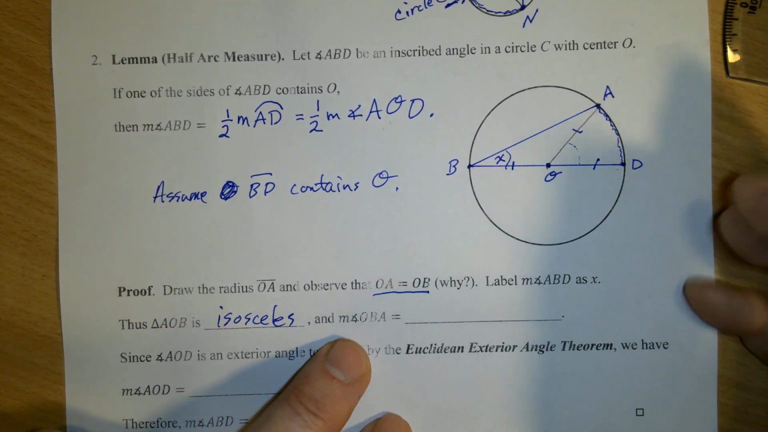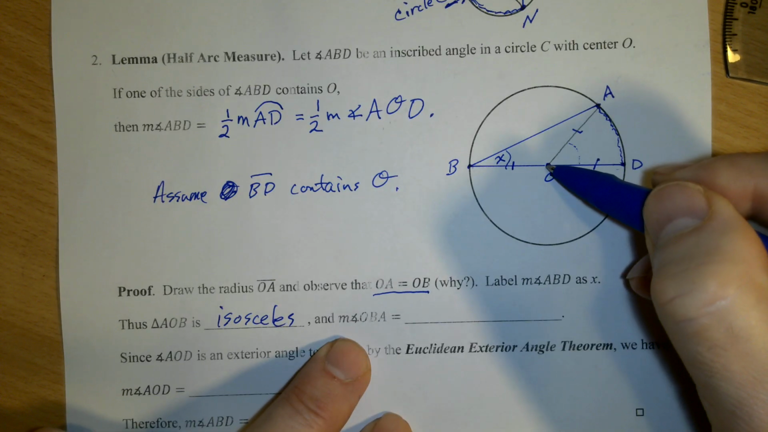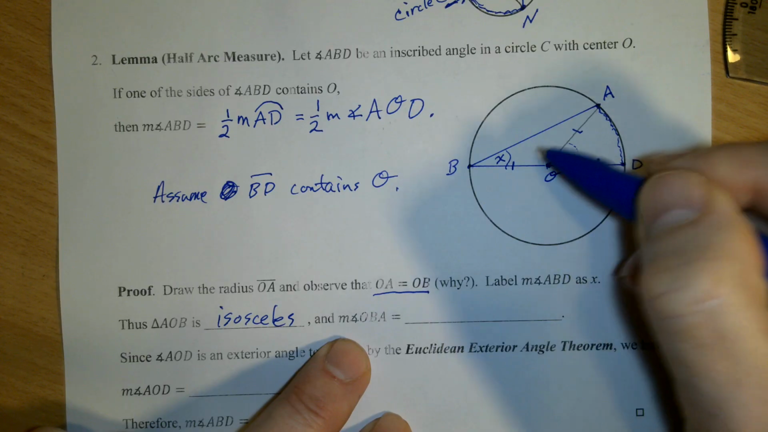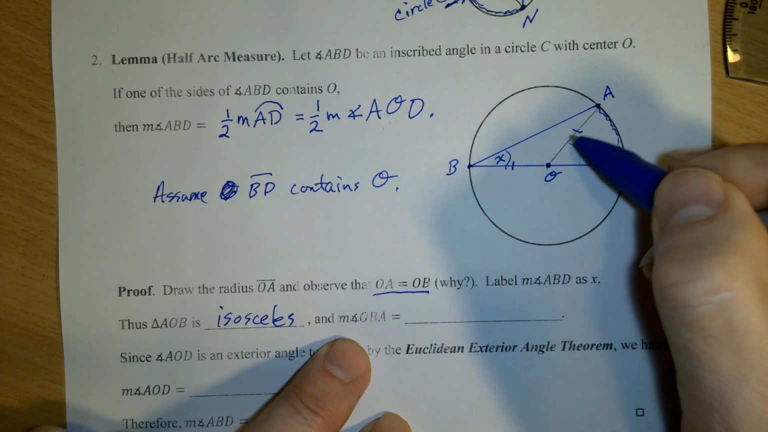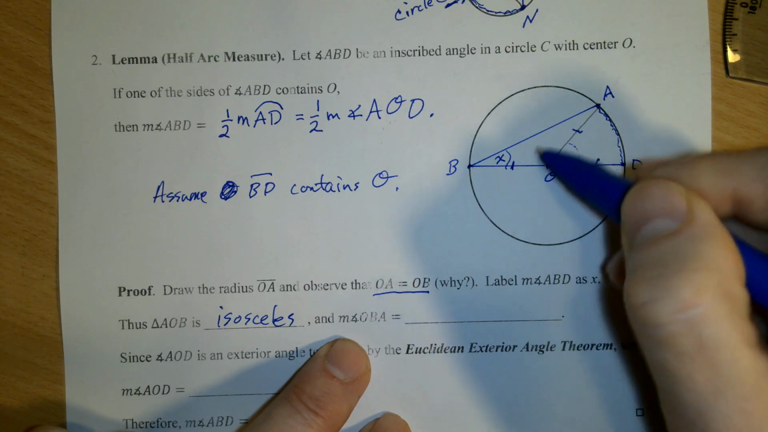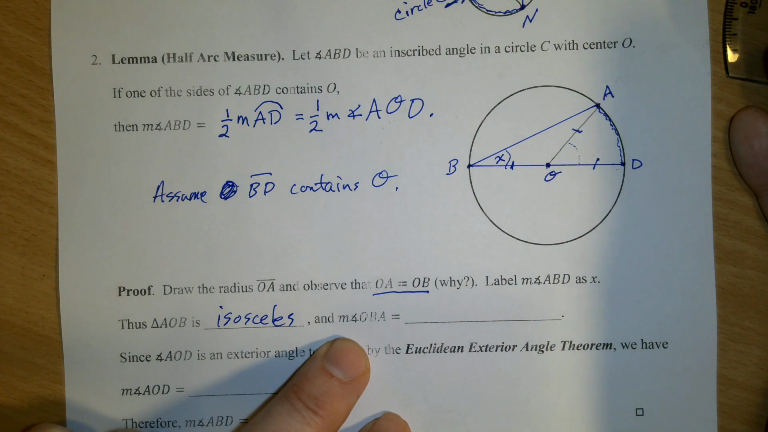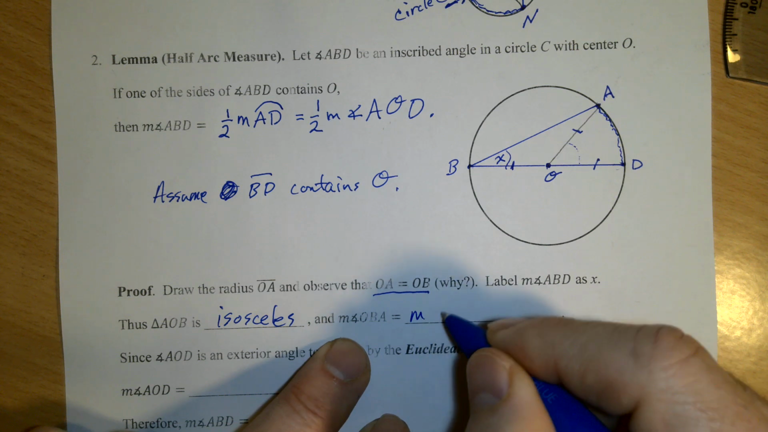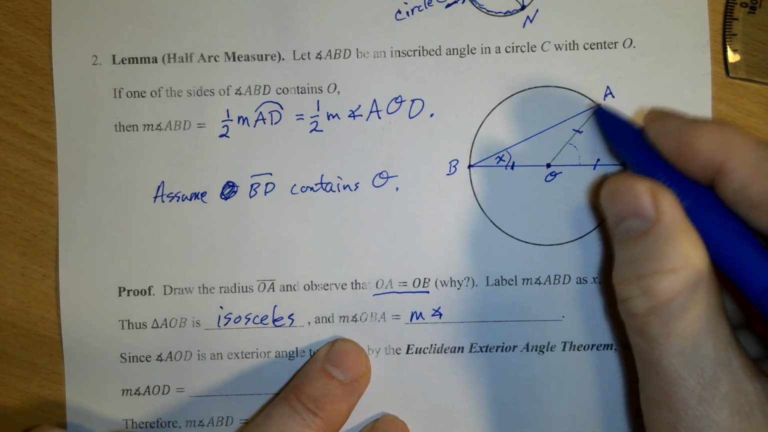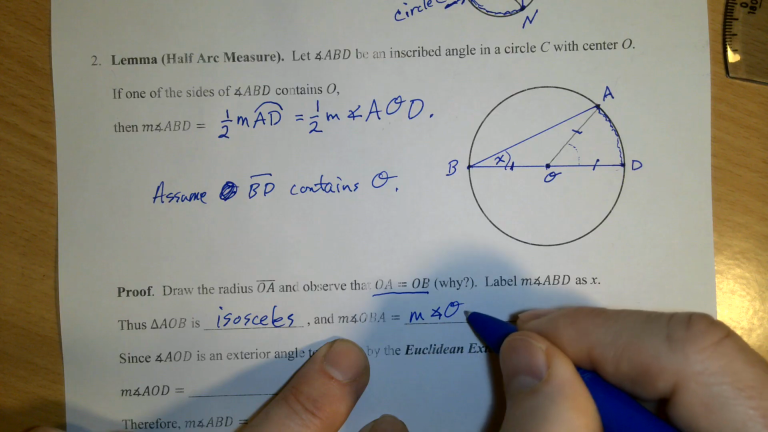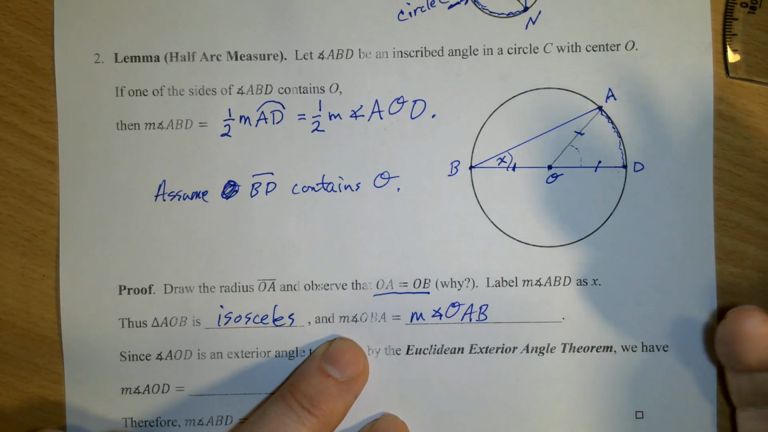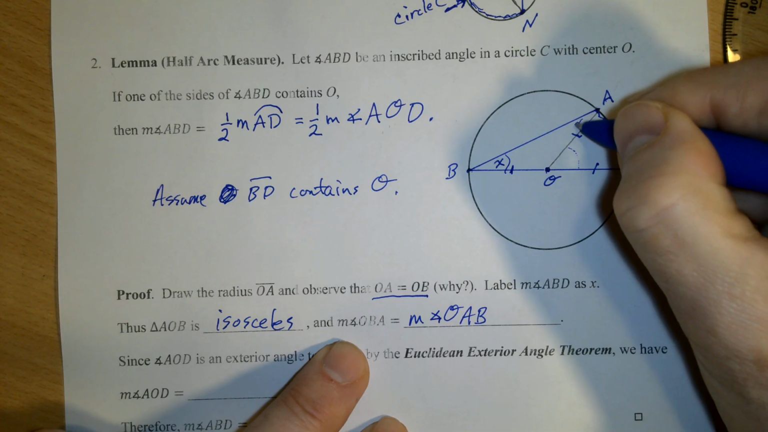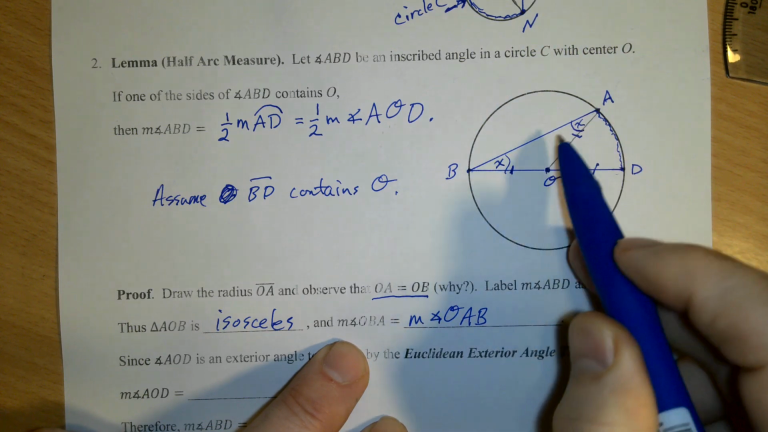And what do we know about the measure of angle OBA? What is it equal to? Well, x. But also, since these are the two equal sides, the two angles opposite them are equal to each other, or have the same measure. So the measure of angle OBA is equal to the measure of angle OAB. That's because it's an isosceles triangle. So that means I can call this angle x as well. Angle x, angle x.